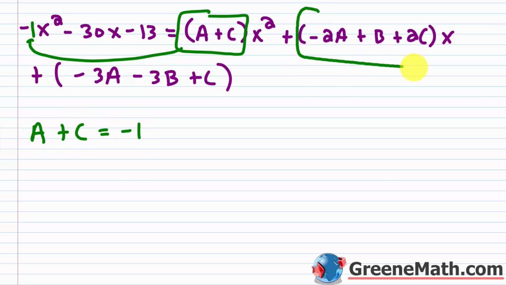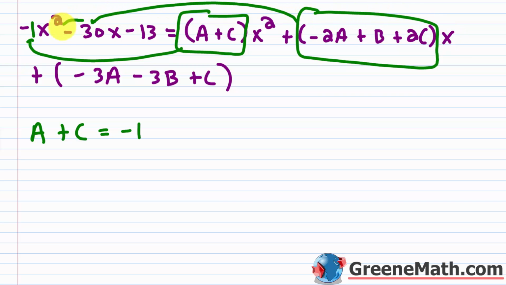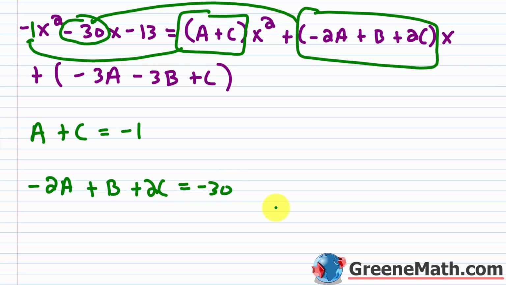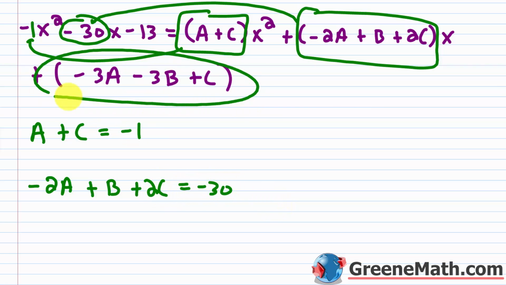I know that this right here, the coefficient for x, has to be equal to this negative 30. So I can say that negative 2a plus b plus 2c is equal to negative 30. And then I know that this, which represents the constant, is going to be equal to negative 13. So negative 3a minus 3b plus c equals negative 13.